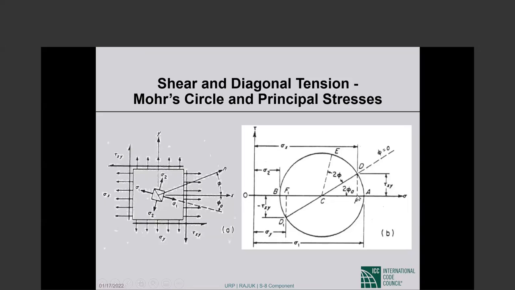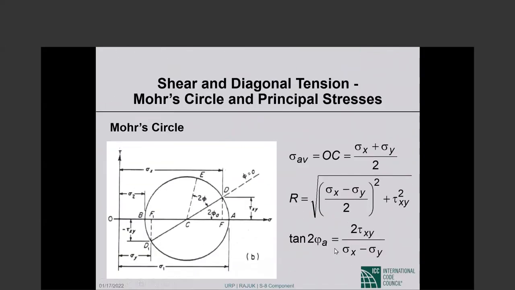Let's go to the next page. So sigma average is the distance from O to C. Remember again, sigma x takes us to F, sigma y takes us to F1. The average of sigma x and sigma y will take us to the point C, and the distance OC is sigma x plus sigma y by 2, the average of the two. It's just from the figure.